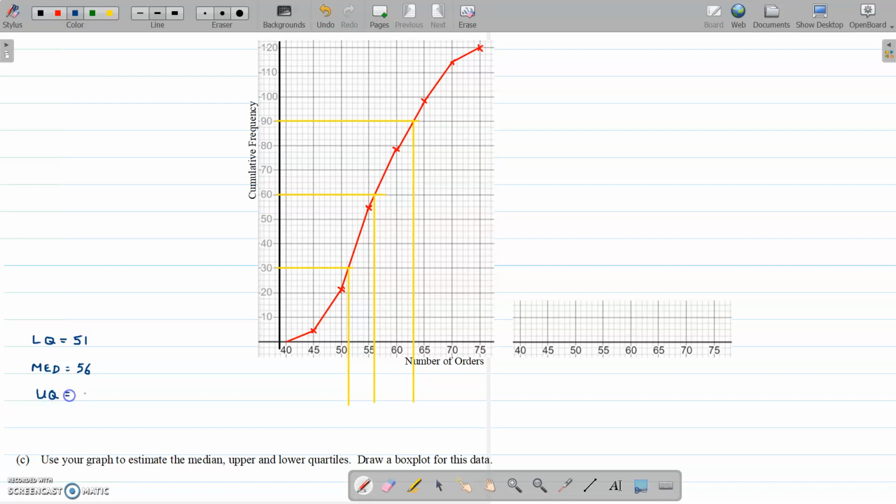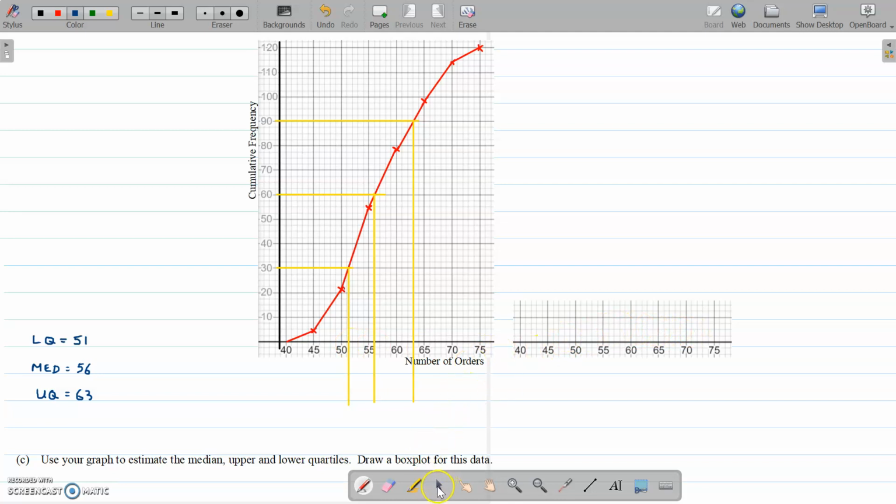Now, by the way, do not refer to the mean of the data at any point, because you can't find the mean of the data from cumulative frequency information. So it's the median you're talking about, not the mean. Now, if you've got to draw a box plot, you just have to plot those 3 points onto your axis here for your box plot.